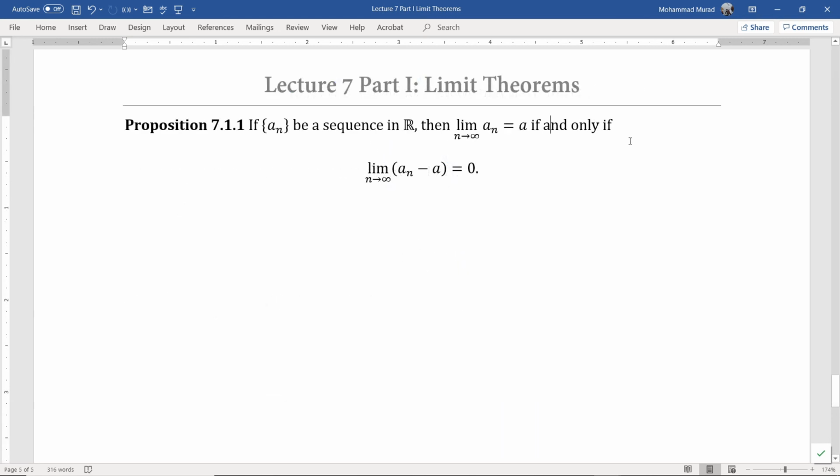Proposition: if a sub n is a sequence of real numbers, then the limit of a sub n equals a if and only if the limit of a sub n minus a as n approaches infinity equals 0. So this proposition simply allows us to move the limit a to the left-hand side under the limit expression.